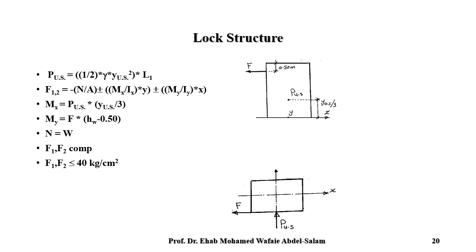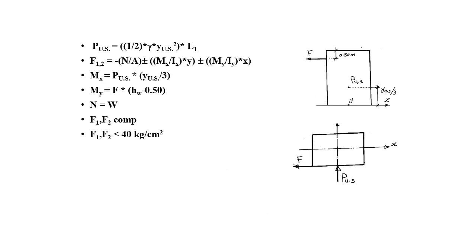Lock structure, look at the forces F1 and F2, less than or equal to 40 kilograms per square centimeter. And this is the shape for F1 and F2.